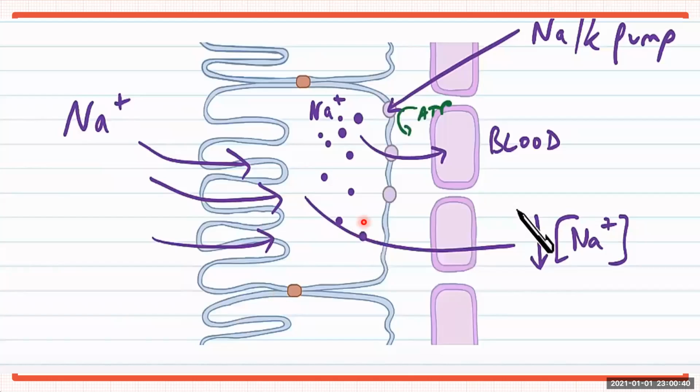So what happens because of this? As the sodium leaves the cell and moves into the plasma, the concentration of sodium in the cell decreases. There is a higher concentration of sodium in the filtrate, right? So by osmosis, it moves inside the cell, because the concentration there is more. It diffuses into the cell because now the concentration in the cell is less.